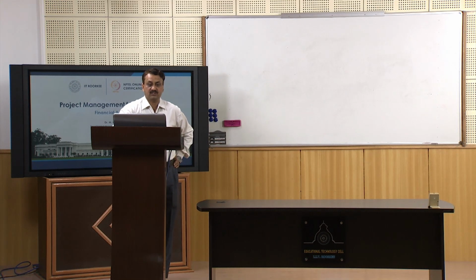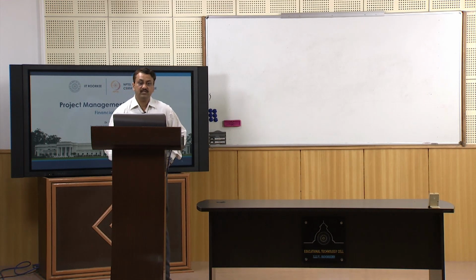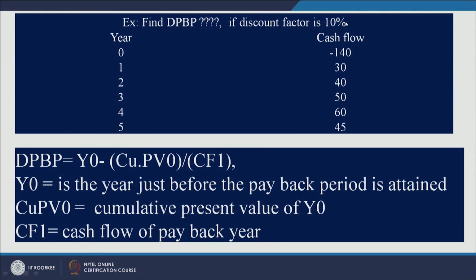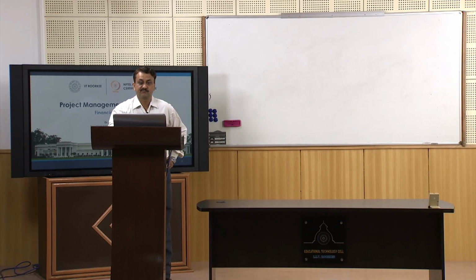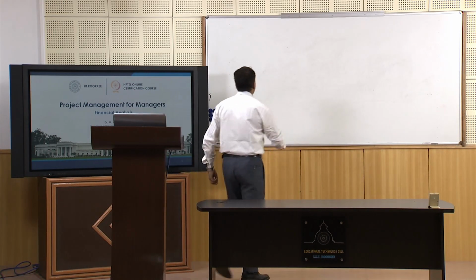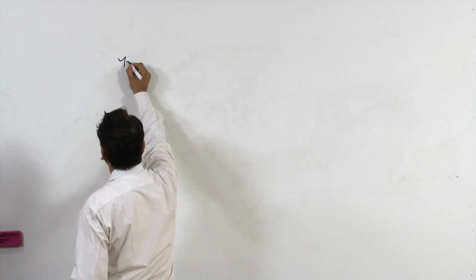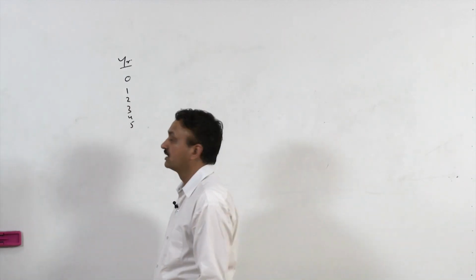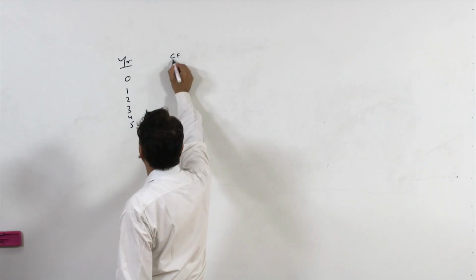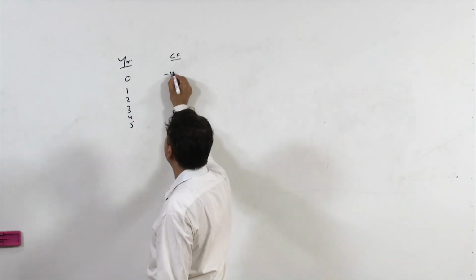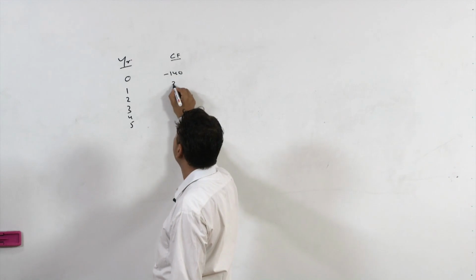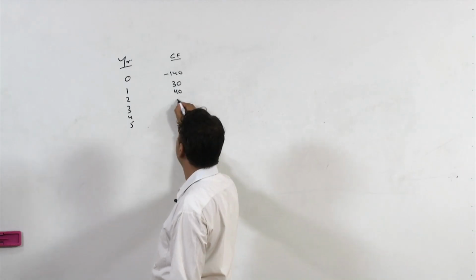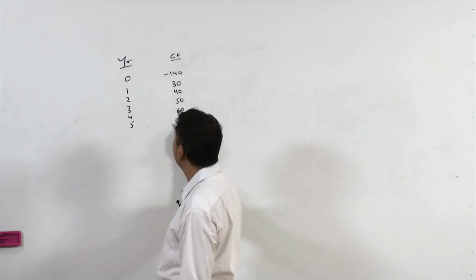So, let us look at this question. Find out the discounted payback period if the discount factor is 10%. How would you solve this question? The cash flows are minus 140, 30, 40, 50, 60 and 45.